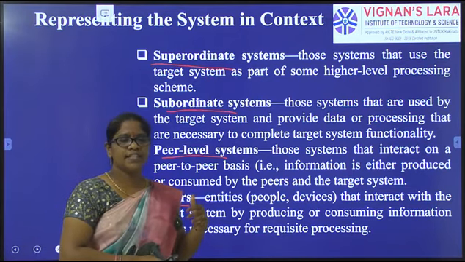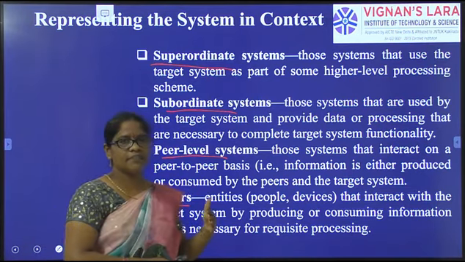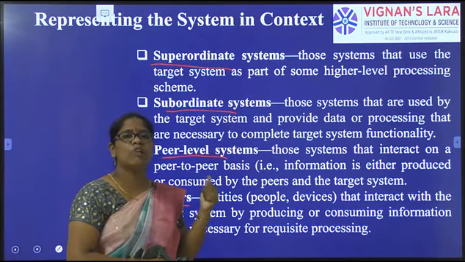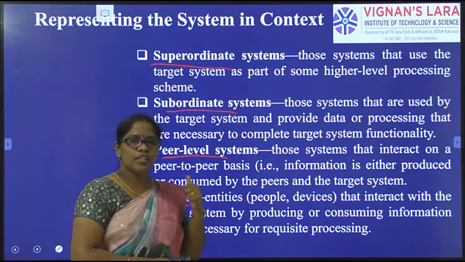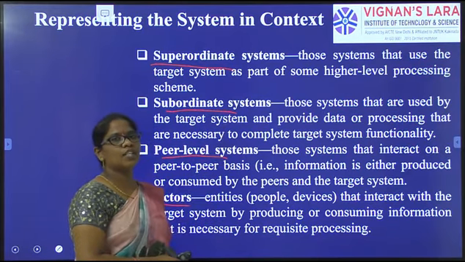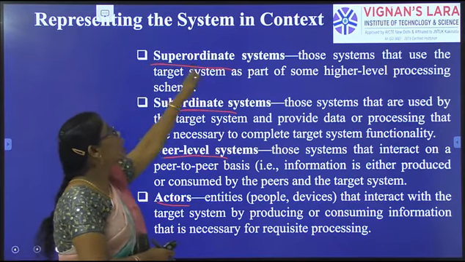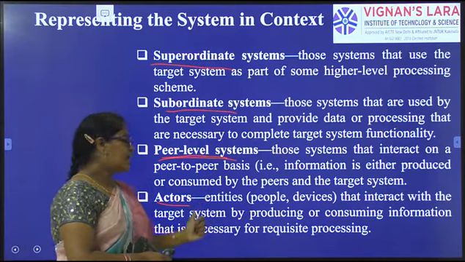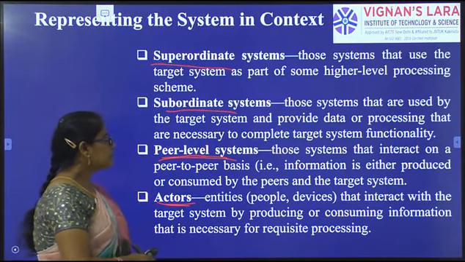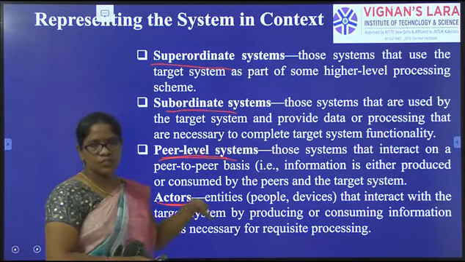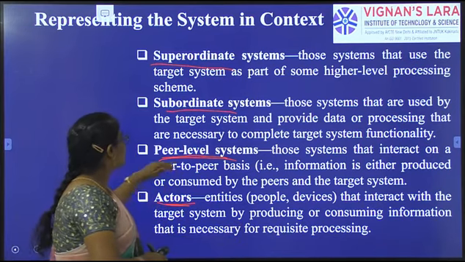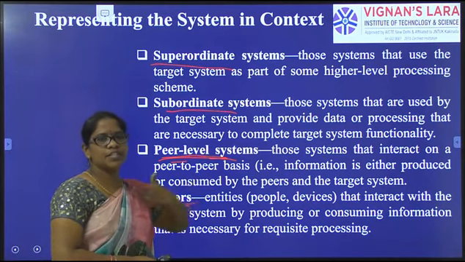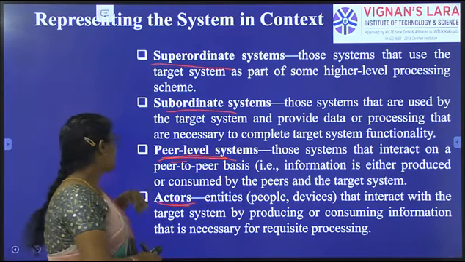So we said that in our architecture context design, in our ACD, we have to follow first. We have to model the context. So in order to draw the context, these are the 4 points we have to consider. First one is the superordinate system. Second one is the subordinate, and third is peer level, and fourth is actors. So actors means the people or the devices. Peer level means the system that is peer to peer. That means if you are connecting the two systems, that is the peer to peer.